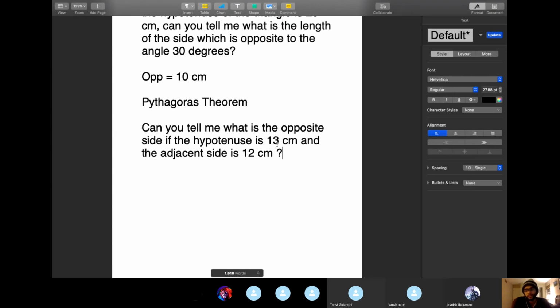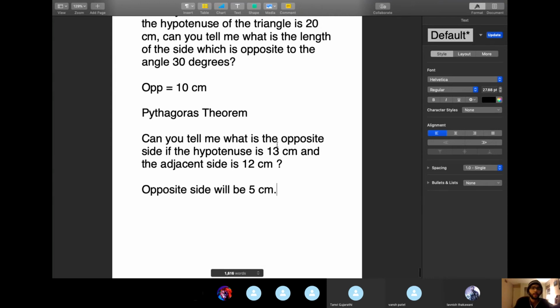Once again, 5 squared is not the answer. What is the length of the opposite side? Very good, it's 5 centimeters. So 5 squared is the square of the opposite side, so the opposite side will be 5 centimeters. Okay, so all of you are comfortable with it? Okay, stop.